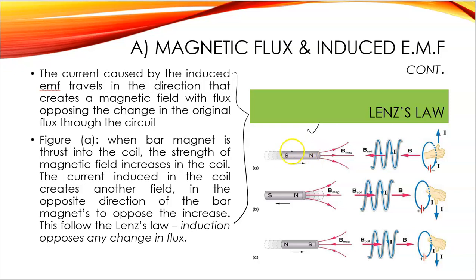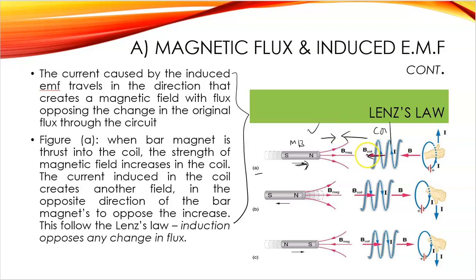So let's say I have a bar over here, this is a magnetic bar, and then this is a coil over here. This is the direction of the bar and this is the direction of the coil. In picture A, you can see the bar magnet is moving towards the coil, and the coil is also moving towards the magnetic bar. So we can see the directions are just like this.